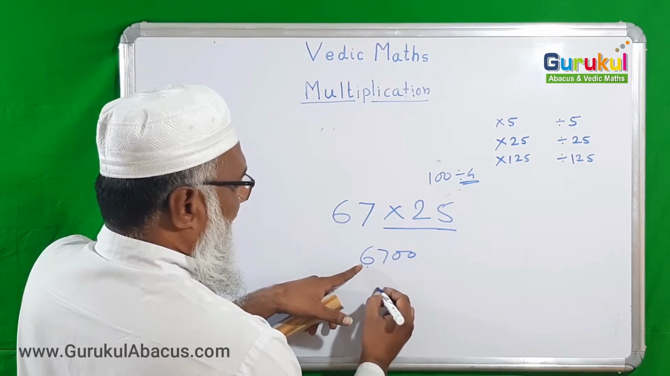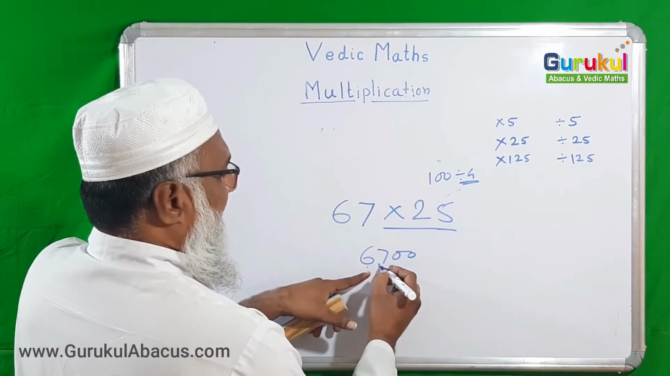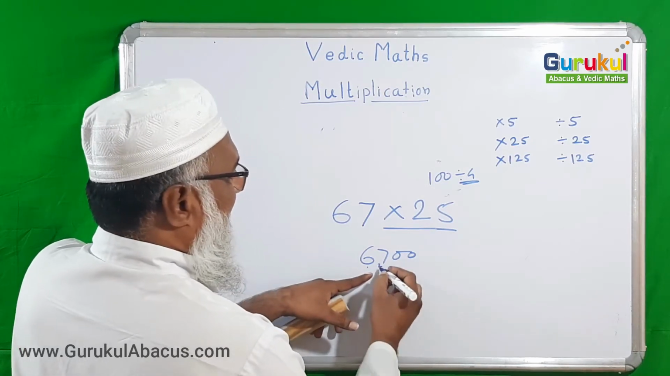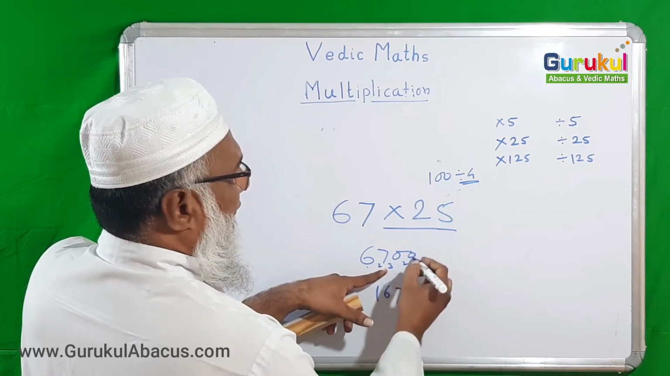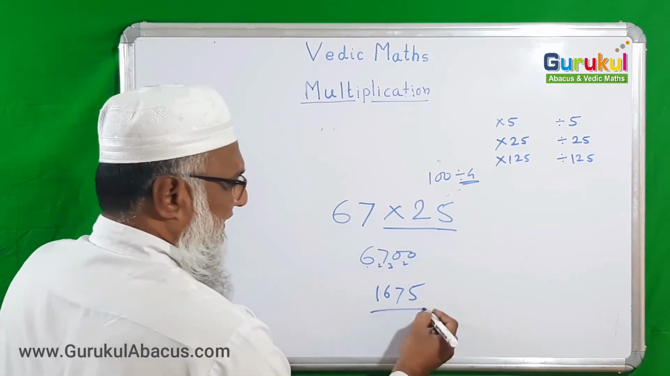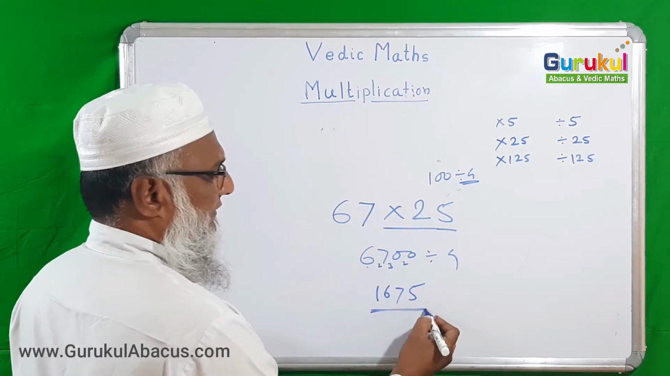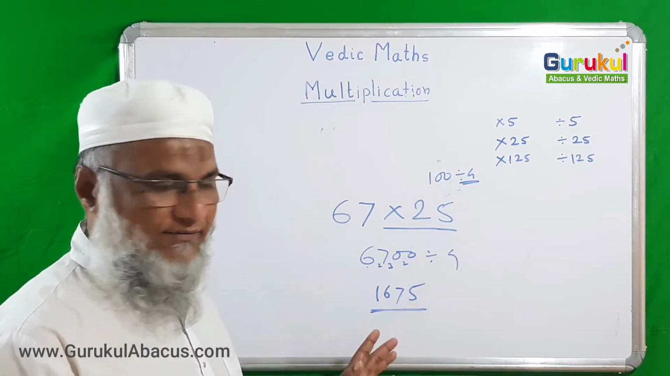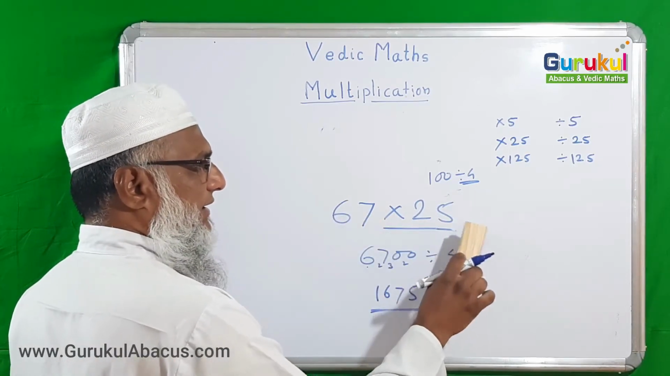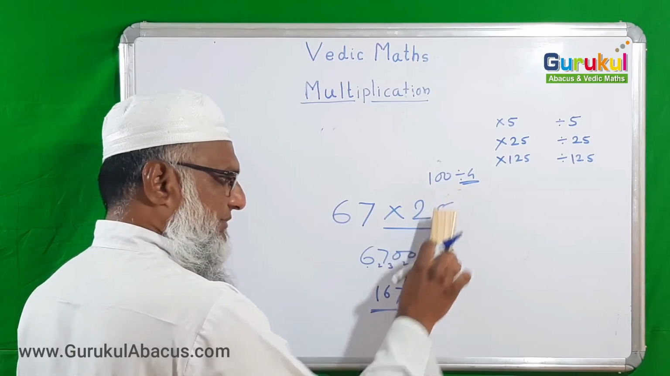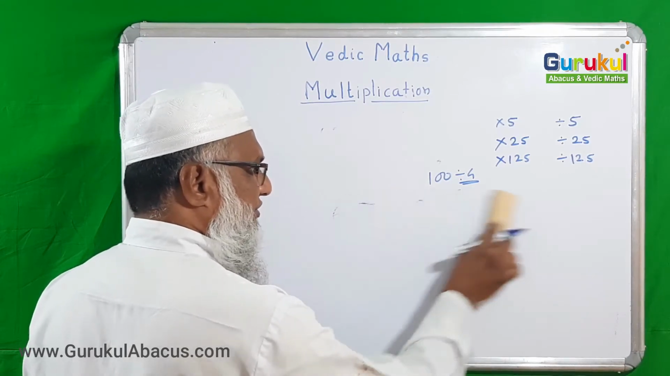4 1s are 4. 2 remain, that are 2 taken here. 4 6s are 24. 3 remain. 4 7s are 28. Now 2 remain and 4 5s are 20. So this is the final answer I got just now. This number I divided by 4 and I got 1675. So it was the multiplication. Apart from multiplying by 25, I just multiplied it by 100, which means I added just 2 zeros, and then this number I divided by 4 and I got this much.